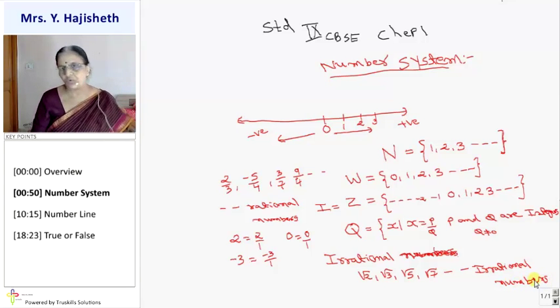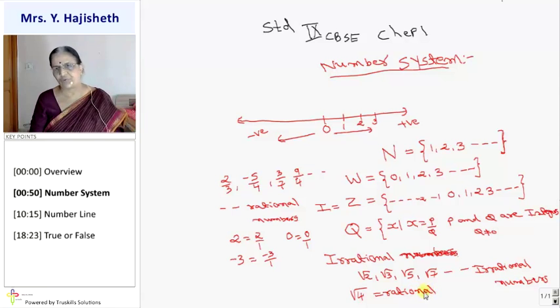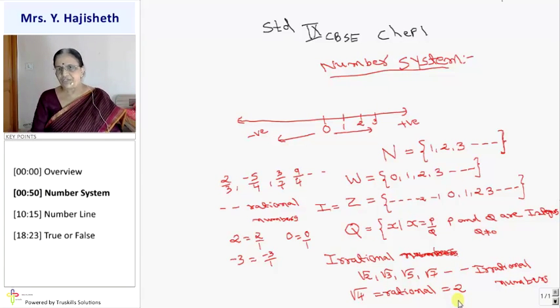Because if root 2 is root 2 by 1, then root 2 does not belong to Z. They are not integers. Also I can say square root of 4 is rational, because when no sign is given, square root of 4 is always taken as the positive square root. Its answer is 2 and 2 is a rational number. Clear?